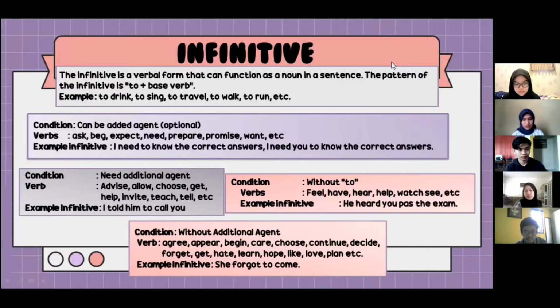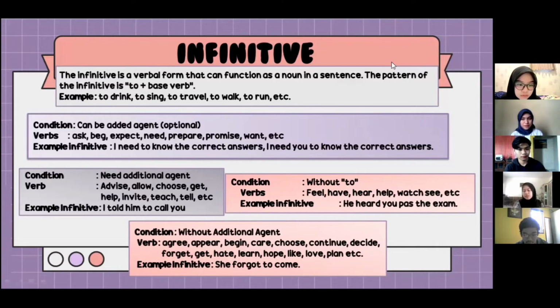Condition: need additional agent. Verbs: advise, allow, choose, get, help, invite, teach, tell, etc. Example infinitive: I told him to call you. In the sentence, I is the subject, told is the verb, him is the agent, and to call is the infinitive. Condition: without to. Verbs: feel, have, hear, help, watch, see, etc.